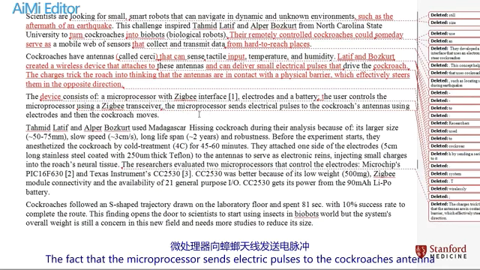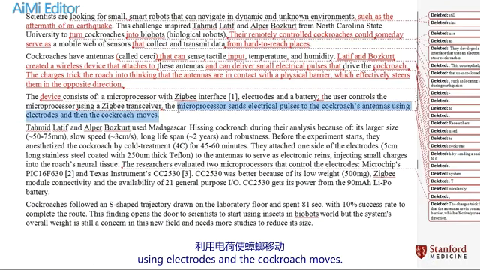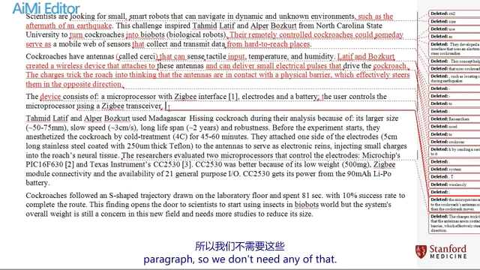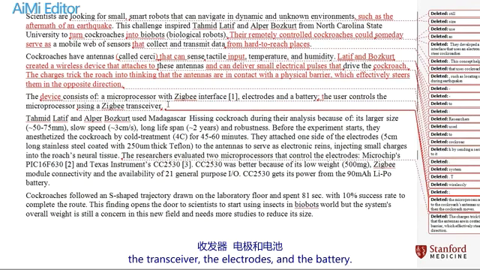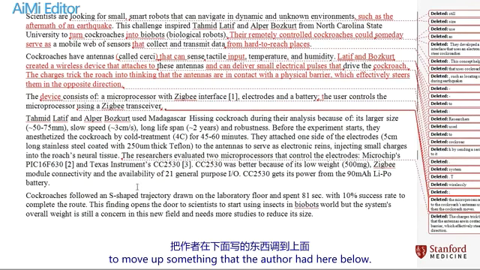The fact that the microprocessor sends electric pulses to the cockroach's antenna using electrodes and the cockroach moves, guess what? We've already said that in the second paragraph, so we don't need any of that. So now we've talked about the device itself, the microprocessor, the transceiver, the electrodes, and the battery. And so now this is a good place actually to move up something that the author had here below.